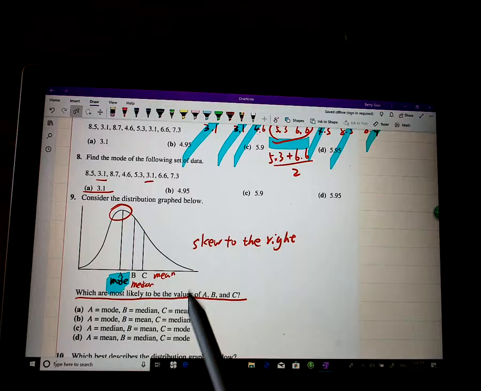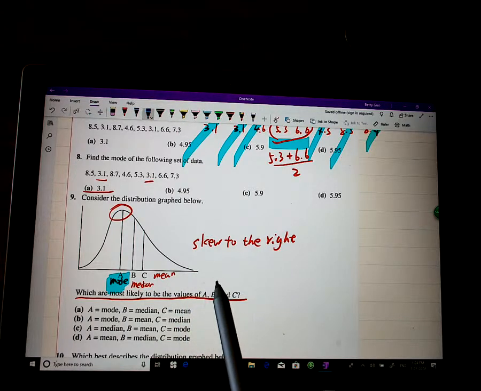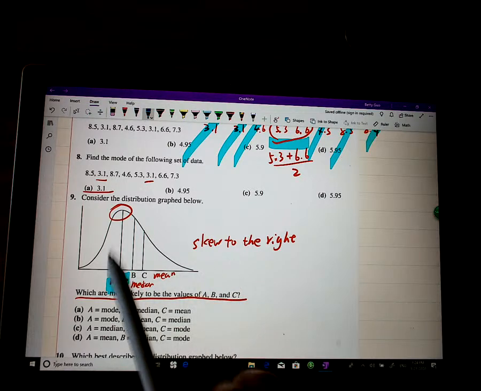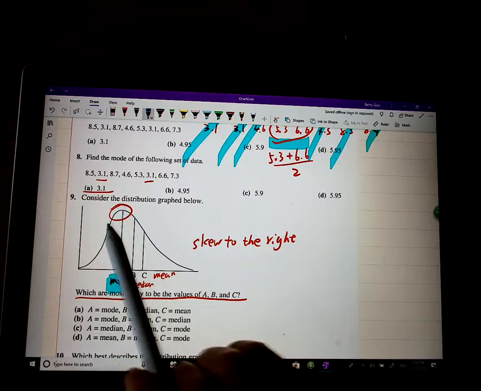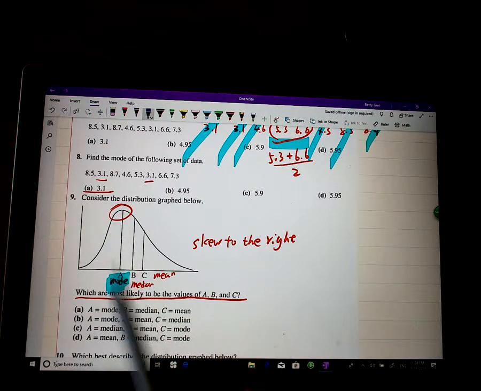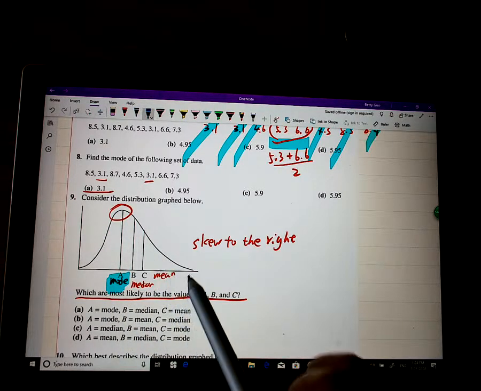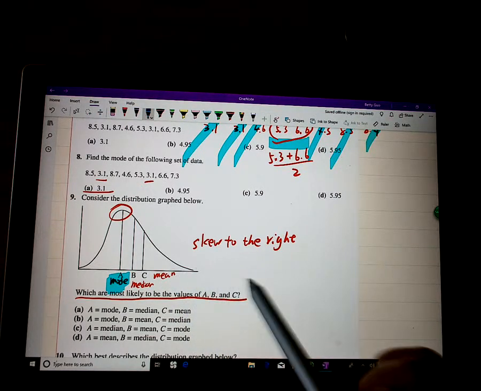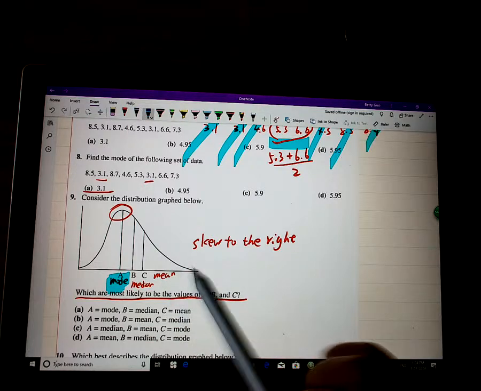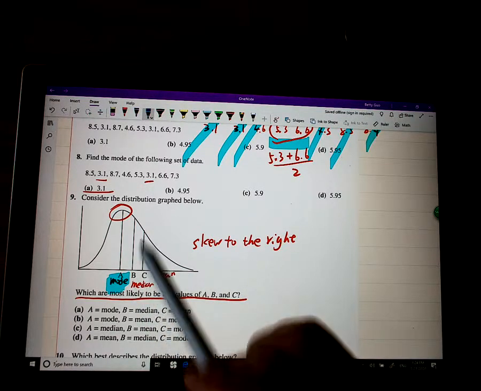Number 9, for the distribution skewed to the right, which has a longer right tail, the smallest center is the mode. The peak is on the left, right? The peak, that is the mode. And the mean is the largest because it is sensitive to outliers, to the extremes. So it's dragged to the right. And the median is in the middle.